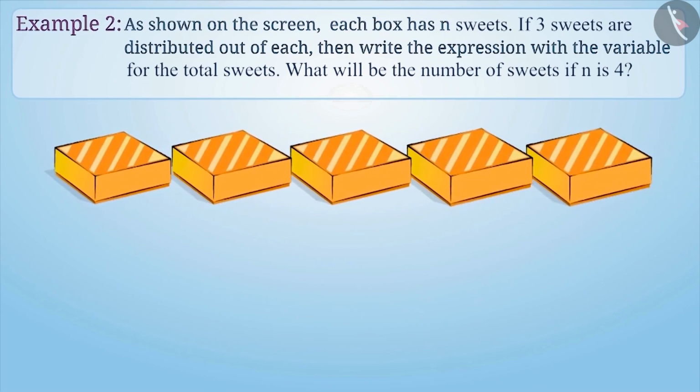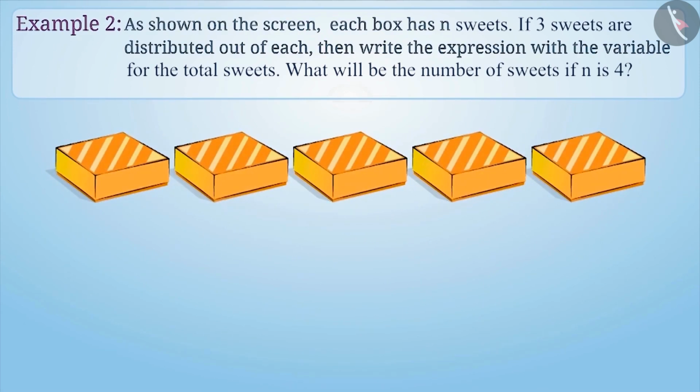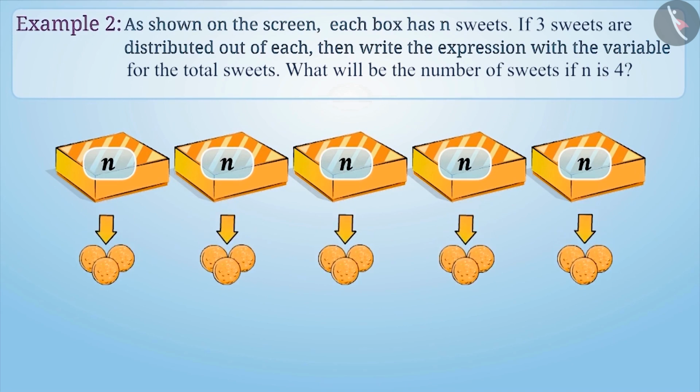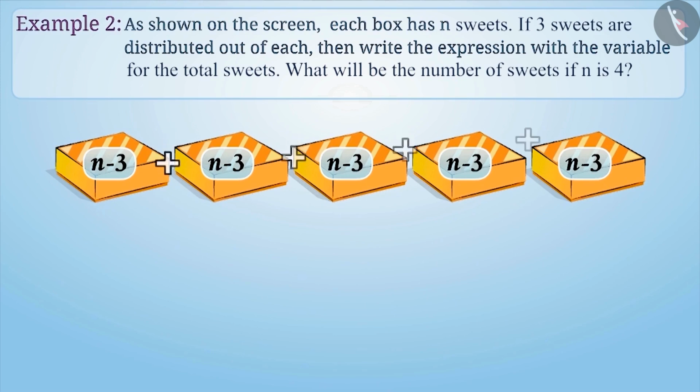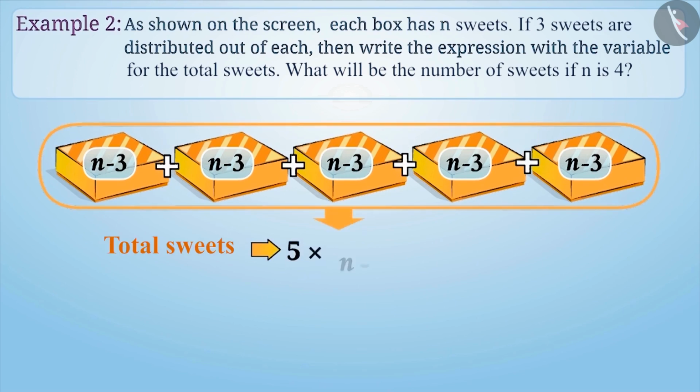There are 5 boxes each containing n sweets. If 3 sweets from each box are distributed, then the remaining number of sweets in each box will be n minus 3. So, the total number of sweets in 5 boxes will be 5 into (n minus 3). If we multiply 5 with each number in the bracket, we will get 5 into n minus 5 into 3, which is equal to 5n minus 15. It is the algebraic expression for the total number of sweets in the boxes.